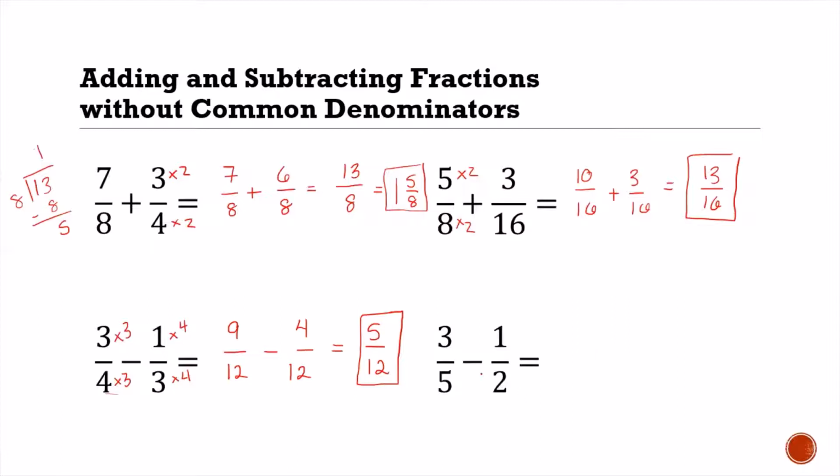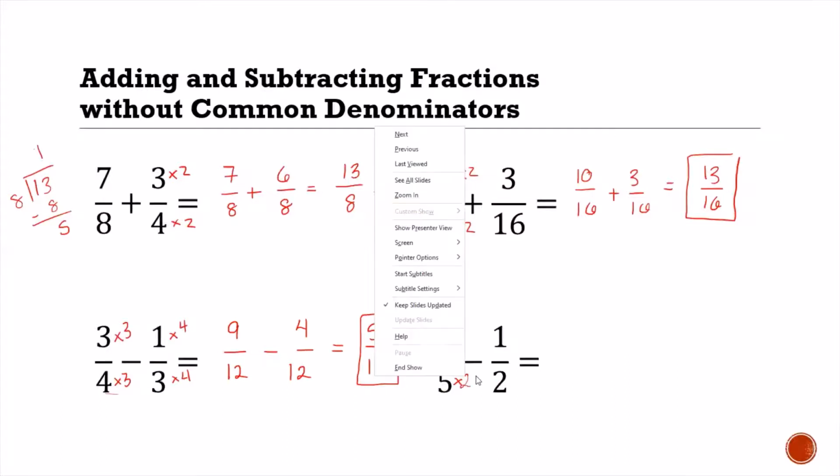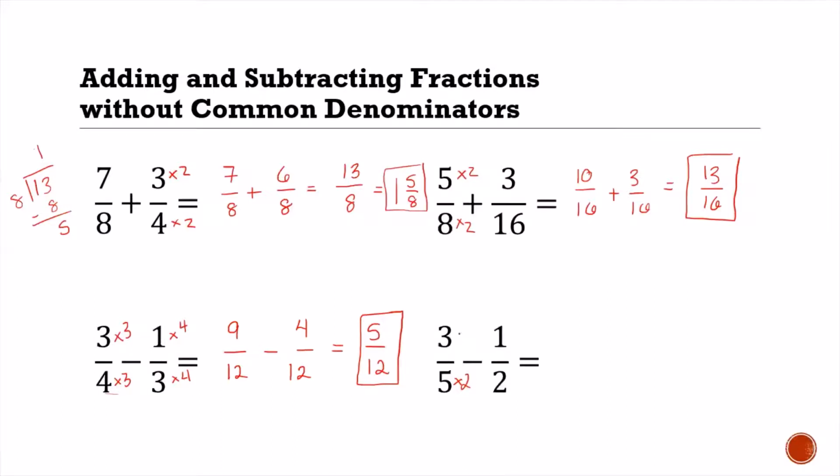Okay, same thing for the next one. 3/5 minus 1/2. Well, the only connection between 5 and 2 is to do 5 times 2. So we'll do the 5 times 2, 3 times 2, and then 1/2. Well, we'll take the 2 and multiply it by 5. And this will give us our new fraction. So 3 times 2 leaves me with 6/10 minus 5/10 equals 1/10. And that's our final answer.